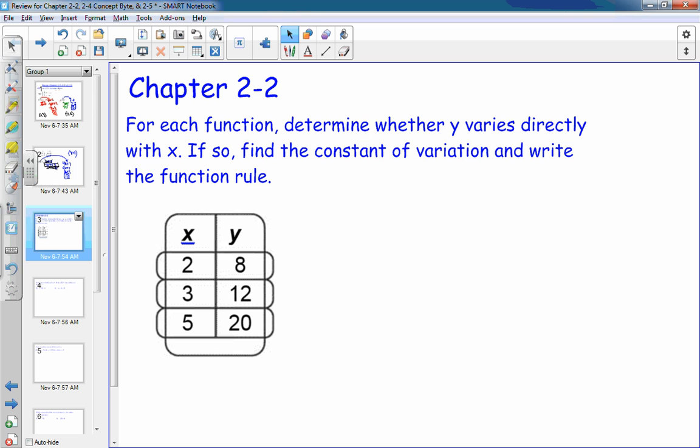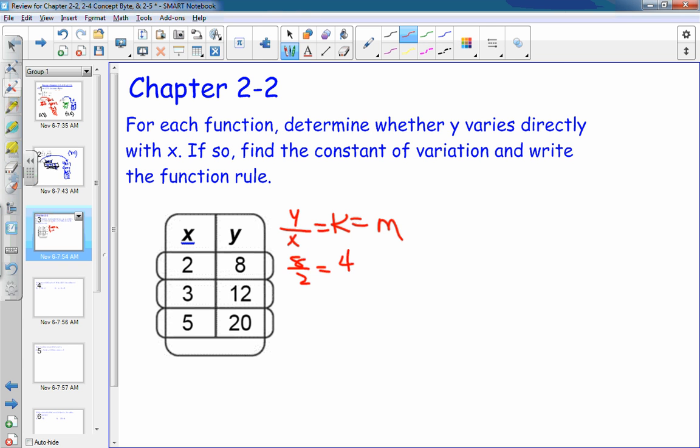K, which equals y over x. What's another name for k? Slope, which is m, right? Do we all understand that? So what we need to do is our y over x. Why? Because that's our k value. And what's k? The same thing as our slope. Do we all understand that? Okay? So this gives me 8 divided by 2, and that gives me 4.